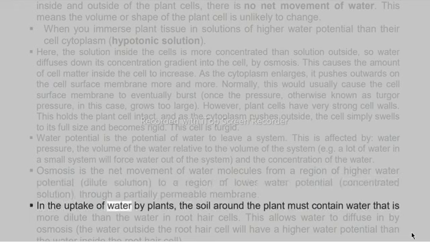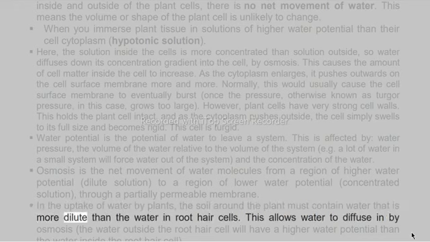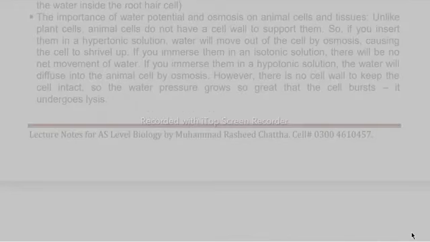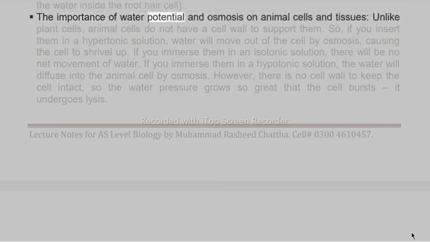In the uptake of water by plants, the soil around the plant must contain water that is more dilute than the water in root hair cells. This allows water to diffuse in by osmosis. The water outside the root hair cell will have a higher water potential than the water inside the root hair cell. The importance of water potential and osmosis on animal cells and tissues.